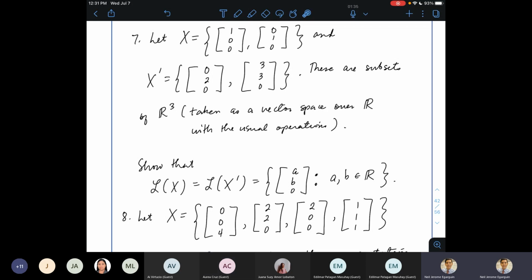The point of example 7 is just to show dalawang magkaibang sets pero parehas yung kanilang curly L, right? And that would be important for later concepts, right?